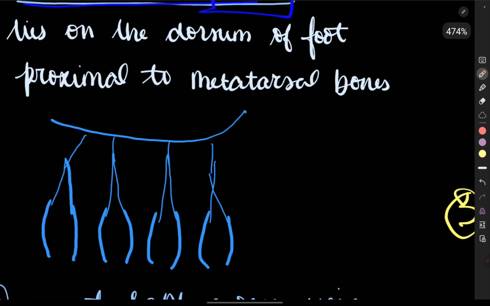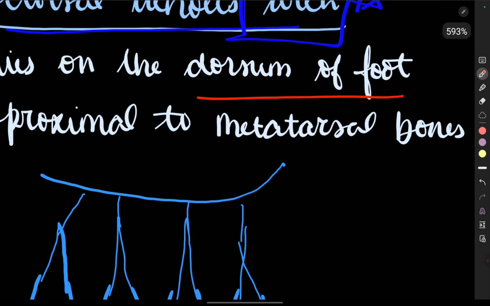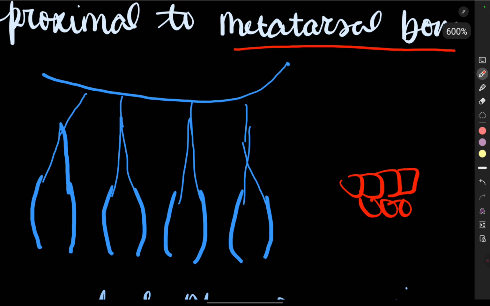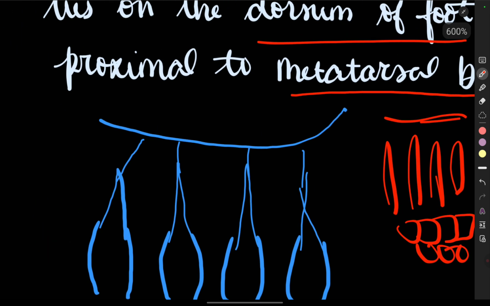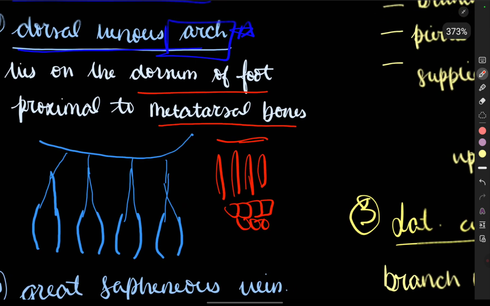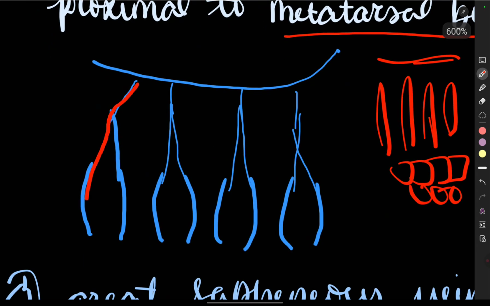Now the dorsal venous arc lies on the dorsum of the foot, of course, proximal to the metatarsal bone. First comes the tarsal bones. There are how many? Seven tarsal bones, and then we have the metatarsals, and then the phalanges. So it is situated near the metatarsal bones. So it is like this.